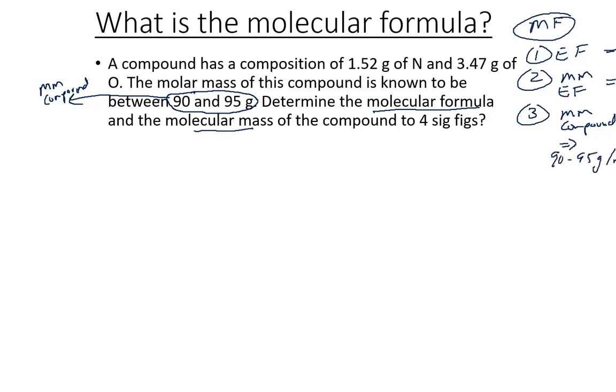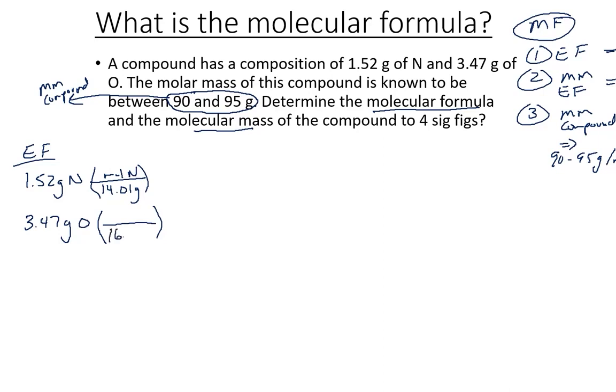All right, so turning back to the empirical formula here, we're going to calculate it by first taking our grams of each of these elements, which were given to us, 1.52 grams of nitrogen, using the molar mass from the periodic table, 14.01. We're going to convert that into moles. We're going to do the same thing here for oxygen. We have 3.47 grams of oxygen using the molar mass from the periodic table, which is 16 grams per mole. We will also convert that into moles.